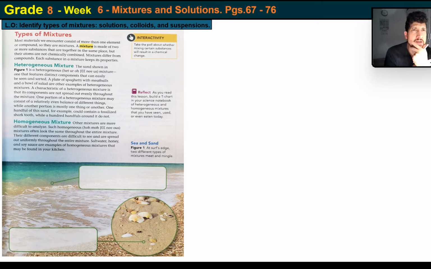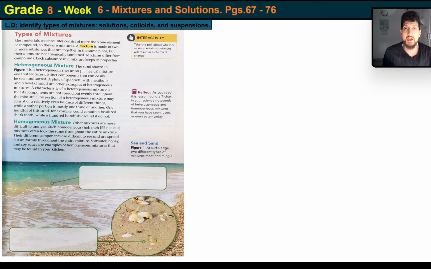Right. What about lentil soup? Lentil soup, it's the same uniform throughout, especially if it's blended. That is kind of homogeneous, right? What about sand mixed with shells? That's heterogeneous. What about seawater? It looks the same throughout. That is homogeneous, right? So water with, let's say for example, dissolved solids in it, like magnesium or sodium. That is homogeneous. What about apple juice? Homogeneous, okay? Because it's the same throughout.